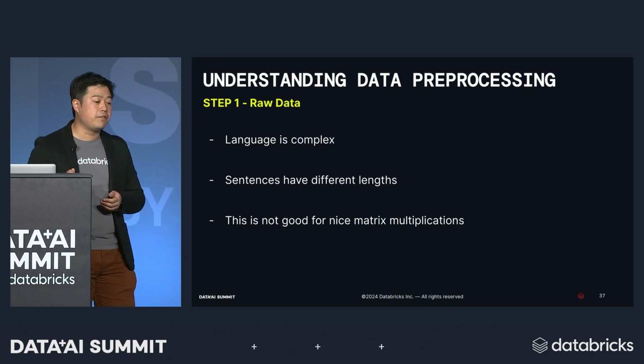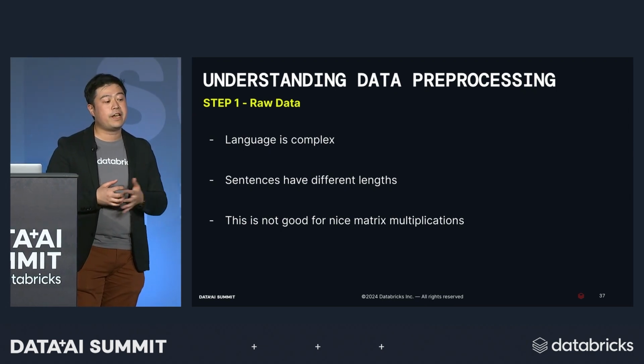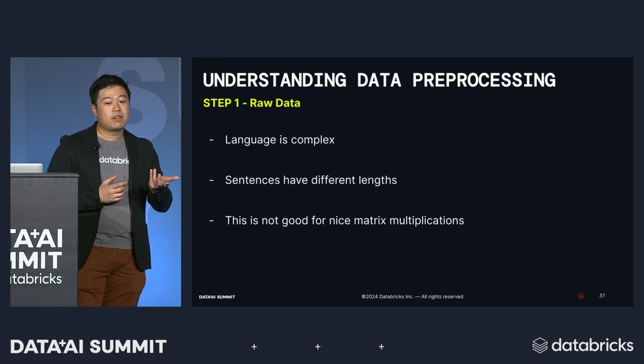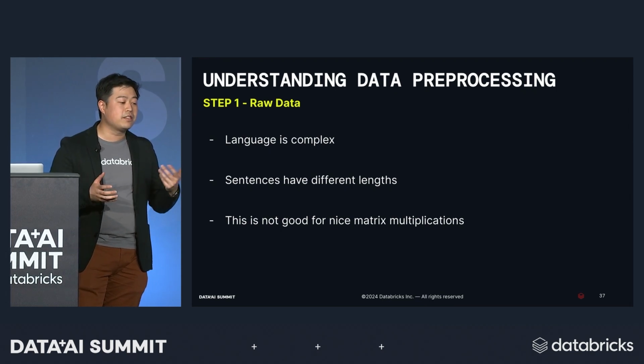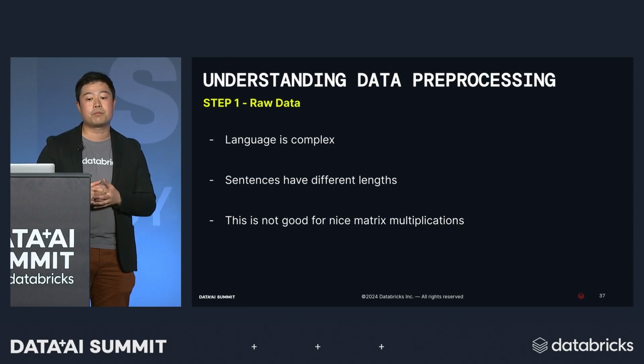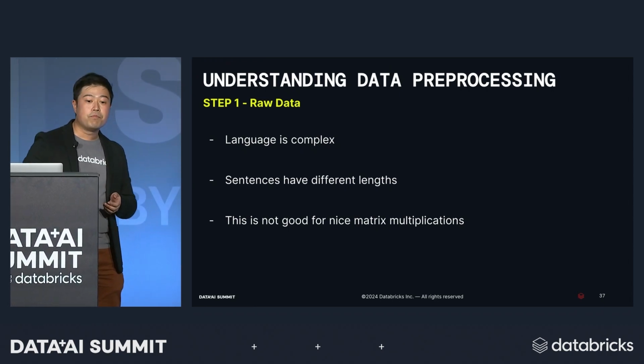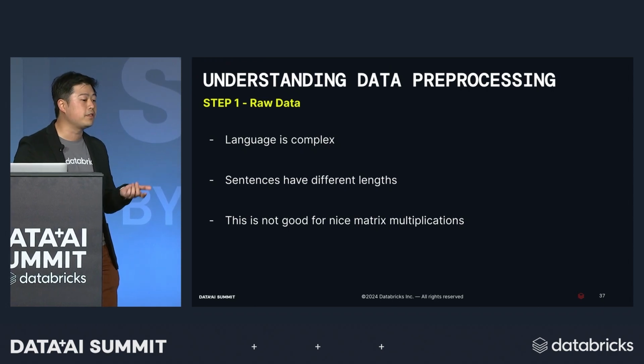Now, let's look at the data generation process. Firstly, you're going to start with raw data. The thing with raw data is that language is complex and sentences have different lengths, which is not good for doing matrix multiplications. So you've generated your Q&A data set, and you're going to have a variety of different samples with different lengths.